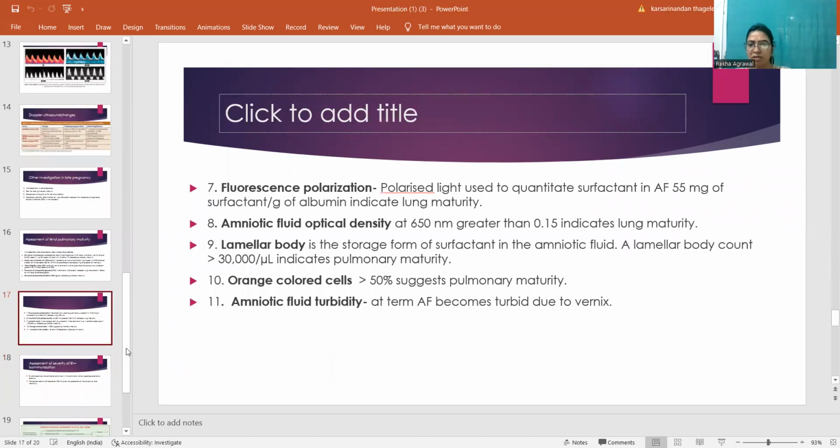So there are other indicators, but the most important is the LS ratio and it is easy to detect. Then come fluorescence polarization and amniotic fluid optical density, lamellar body count, orange-colored cells, amniotic fluid turbidity. So these are all other things to detect the lung maturity of the baby.